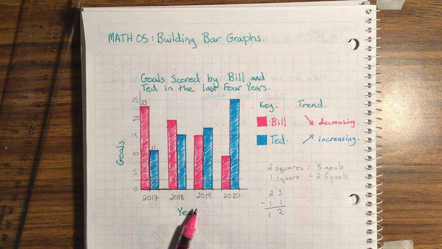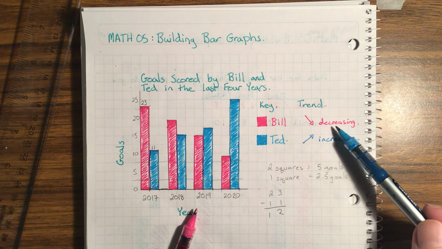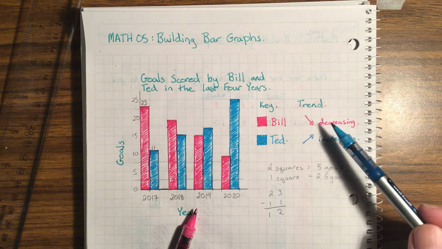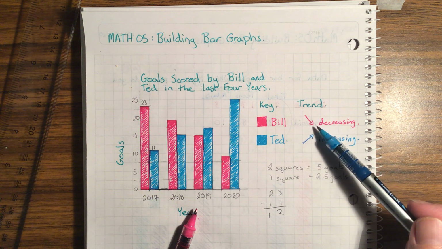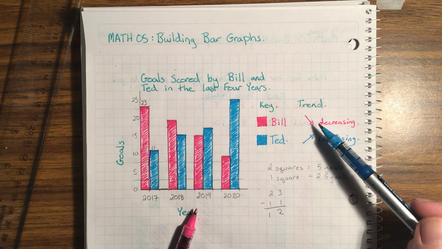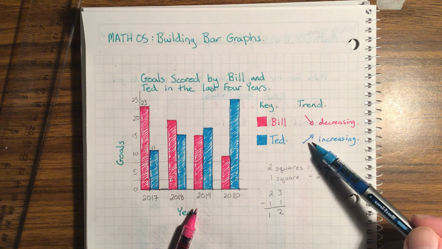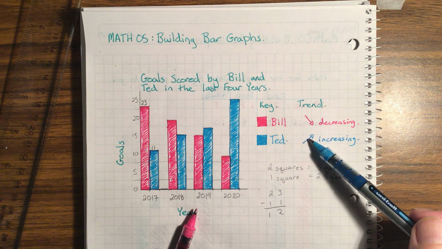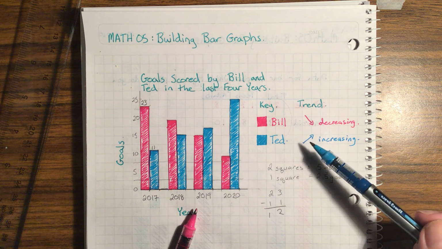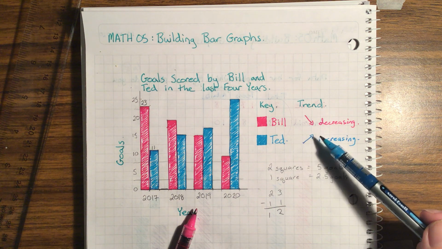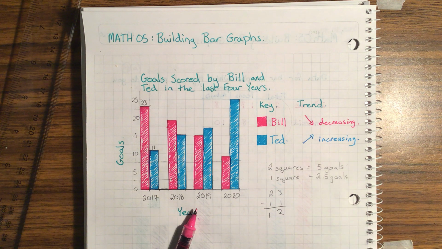And you can ask yourself, well, why are these trends happening? Well, maybe Bill is getting older, slower. He's not as good at hockey as he used to be, so his number of goals is going down. While Ted, he's getting stronger, faster, he's been training more, and so his goals per year is going up. Okay, so this is a double bar graph.